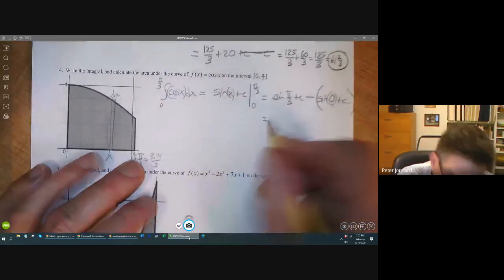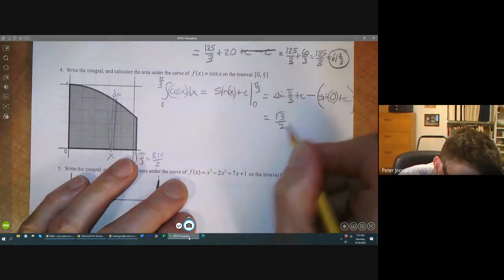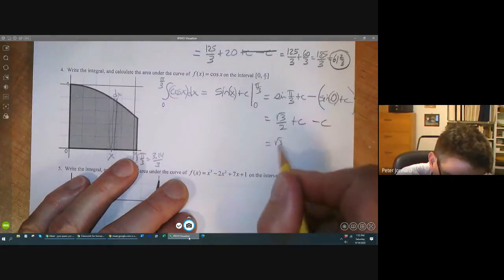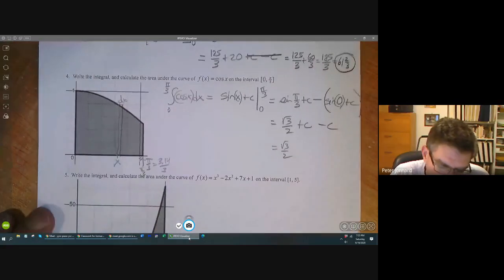Okay, and so the sine of pi over 3, well, that's on the unit circle. Pi over 3 is basically a 60-degree angle. The sine is the height on the unit circle. That's root 3 over 2 plus c. The sine of 0 is 0 minus c, and we get the square root of 3 over 2. And so that's the area of this piece right here.